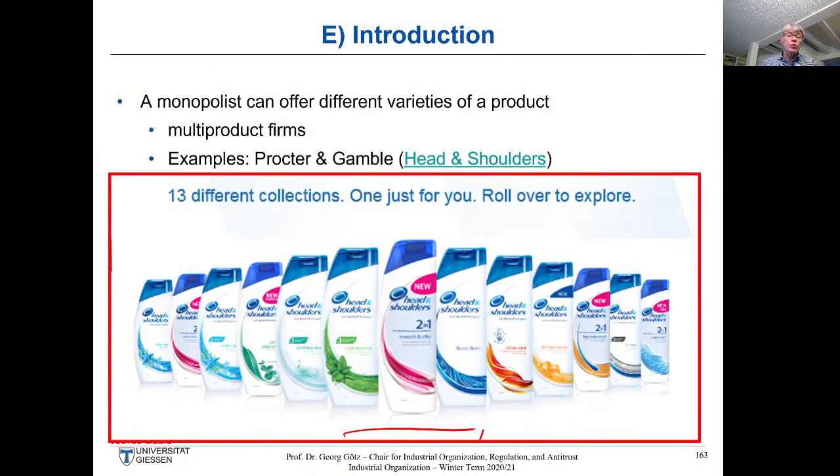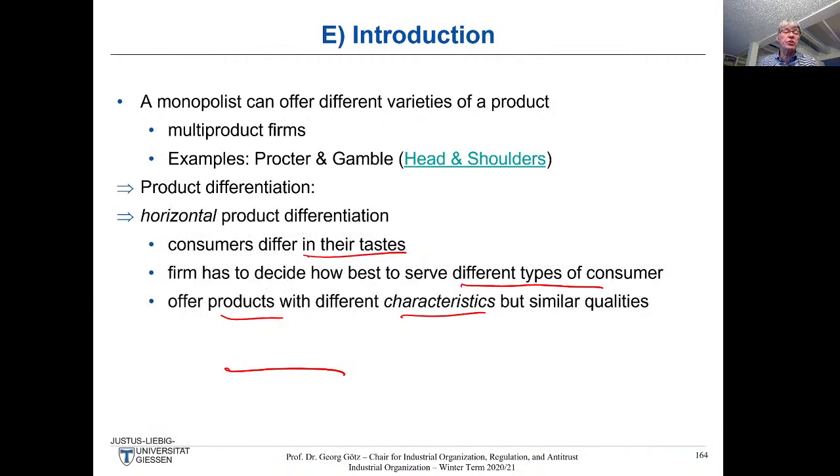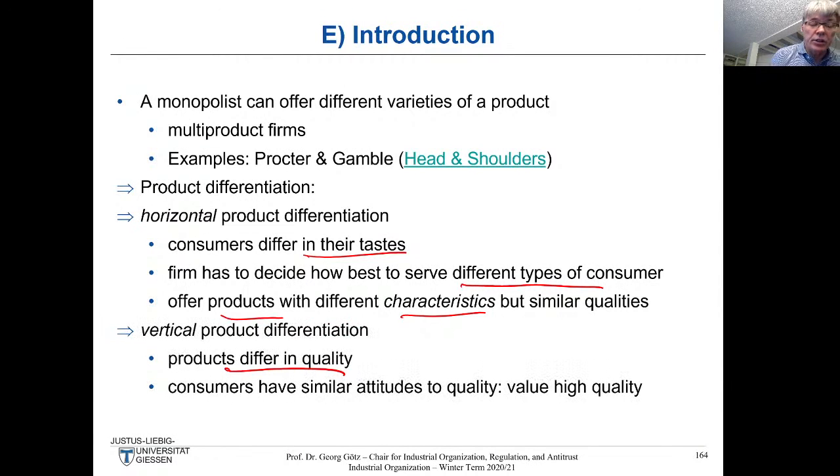What I already gave you is this example of these varieties. You can get the Head and Shoulders shampoo. And it's really an interesting question: how many different varieties should we have of these, what economists call horizontally differentiated products? That is, this product caters to different consumers who are heterogeneous in the sense that they have different tastes or different needs in the sense of a dandruff shampoo.